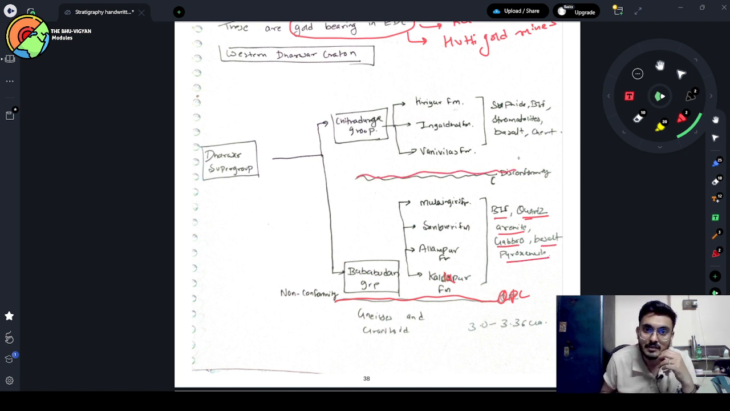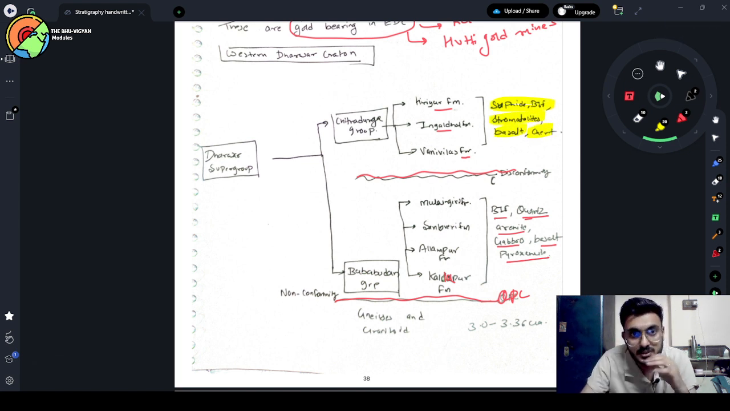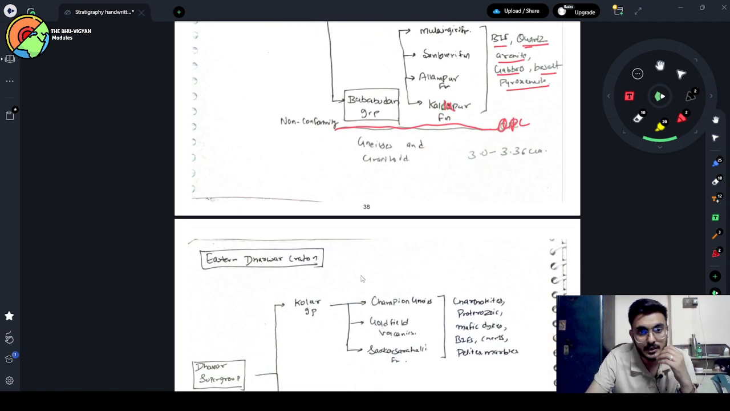Then we will see a disconformity here, meaning a period of erosion took place, and after that the deposition of the Chitradurga supergroup. This Chitradurga supergroup contains Vanivilas formation, Ingeldar formation, and Hirur formation, and the composition of this is basically sulfide BIF, stromatolites, basalt, and chert. So this is the detailed stratigraphy of the western Dharwar Craton.